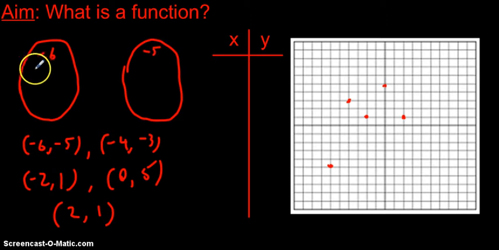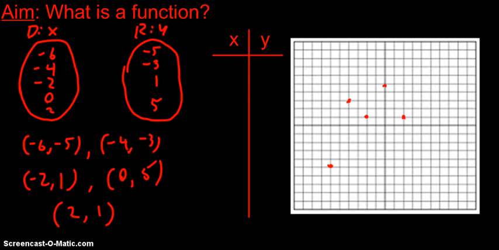We have negative 4, negative 2, 0, and 2. Those are all elements of the domain, or x. And these are the elements of the range, so negative 5, negative 3, 1, 5, and 1 again. There's no reason to put 1 up there twice. It's the same number. So negative 5, negative 3, 1, and 5. So this is the range, or the y values.